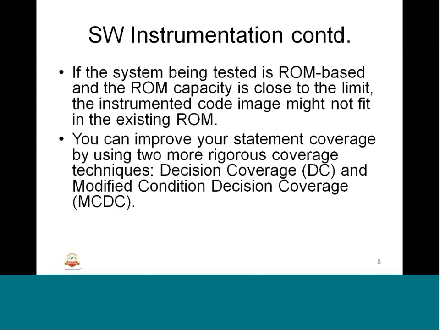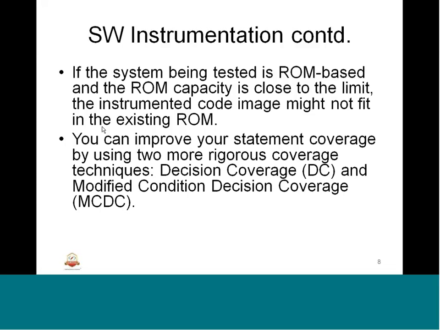And the challenging or interesting part is that if the system being tested is ROM based and the ROM capacity is close to the limit, the instrumented code image might not fit. As I said, if there are 50,000 lines of code, after instrumentation it could come to something like 75K, whereas the embedded system has a memory of 75K. Definitely it's on the border, or it may creep beyond that.